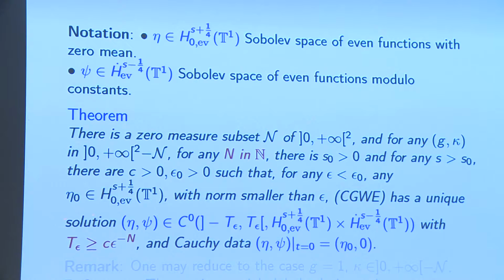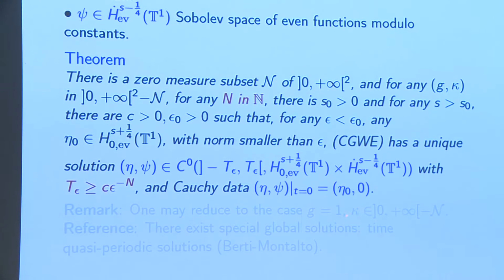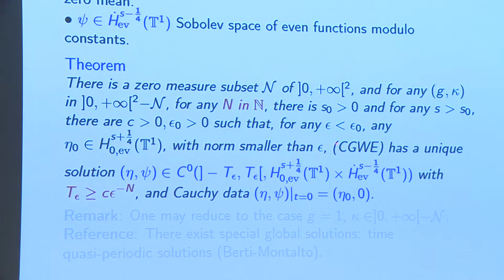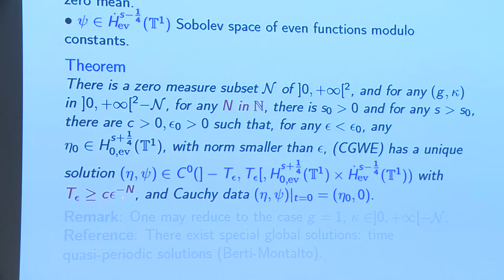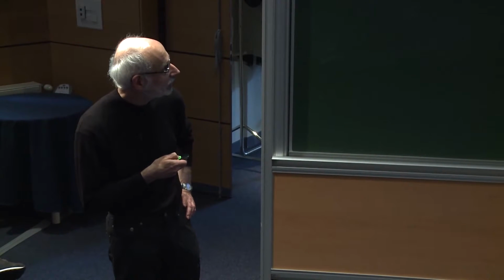for any function eta 0 in the Sobolev space that I introduced above, with 0 average and even, with norm in that space smaller than epsilon, if you solve your capillarity gravity system with Cauchy data at t equals 0 given by (eta 0, 0), then you get a unique solution, continuous on some interval with values in the natural Sobolev space, where the length of the interval of existence is bounded from below by c epsilon to the minus N. So in other words, the theorem says that you may get almost global solutions, that is, solutions defined on an interval of length epsilon to the minus N for any given a priori N.